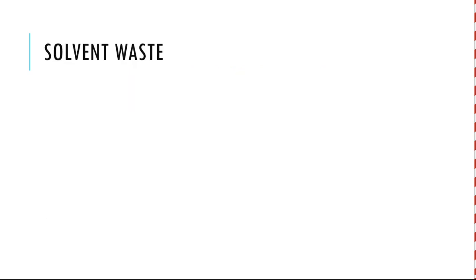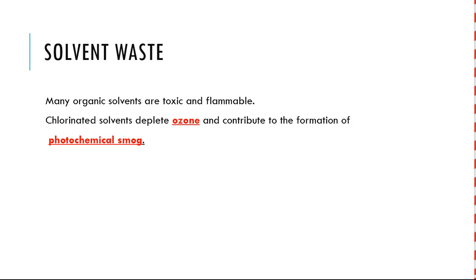Another source of environmental contamination is solvent waste. So when we talk about solvent waste, really we're talking about the process by which drugs are produced. That's where the solvent waste is really coming from. A lot of organic solvents are toxic. Many, if not most of them, are flammable. And chlorinated solvents are a particular problem because they deplete ozone and contribute to the formation of photochemical smog.